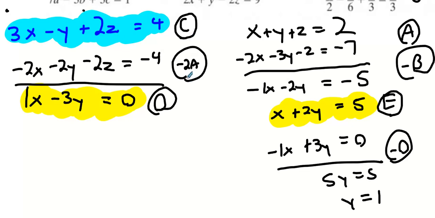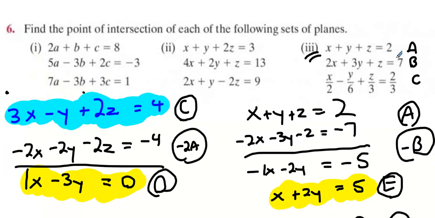C minus 2a. See the z? It's 2z. I need a minus 2z to take it out. So if I multiply equation A by minus 2, it'll create a minus 2z. That will knock out the z's. Okay?